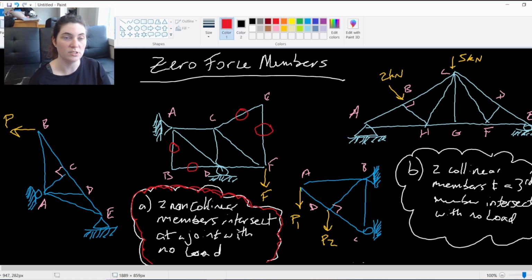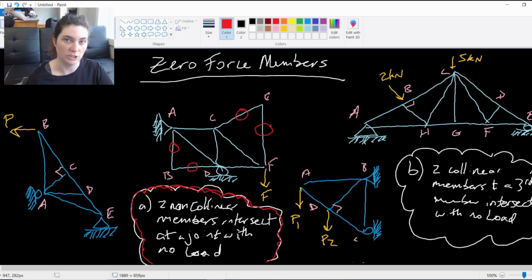Really, they're there for stability, and in case a load ever was applied to, say, point B, we would want the members there so they could take on that load. But in its current state, this truss as is does not need them. They are zero force members. They take on none of the load of the truss. So this is the first condition that can be met: two non-collinear members intersecting at a joint with no load. So the joint is what has no load between them.